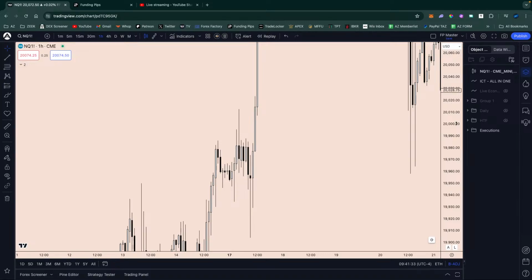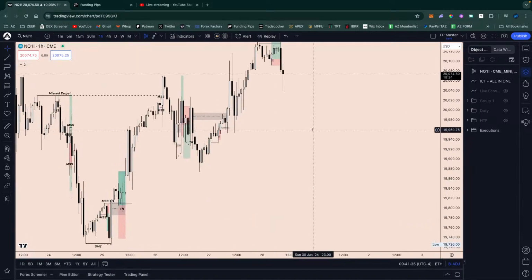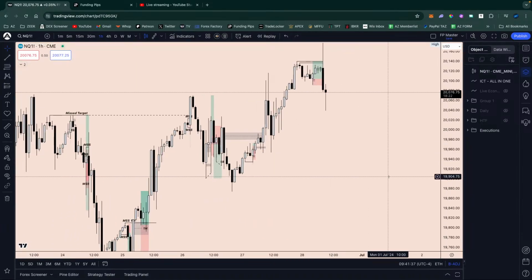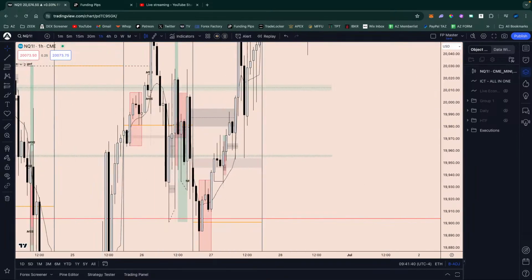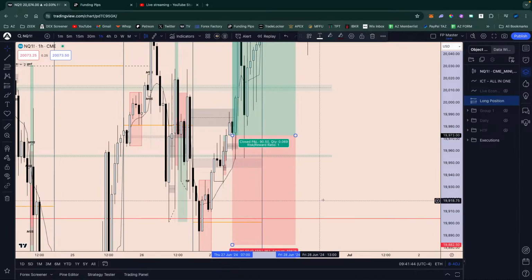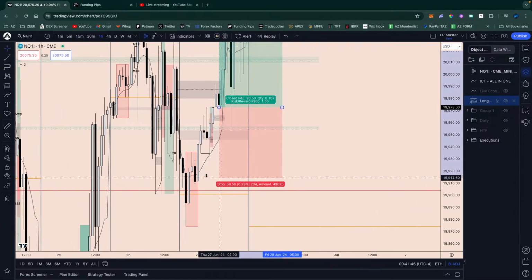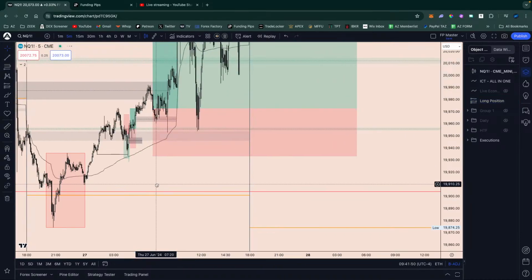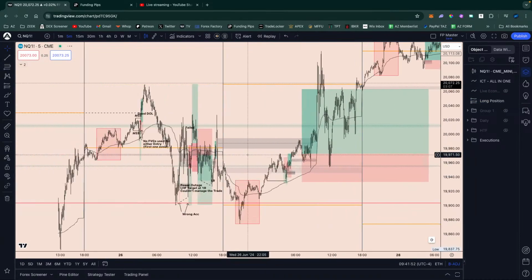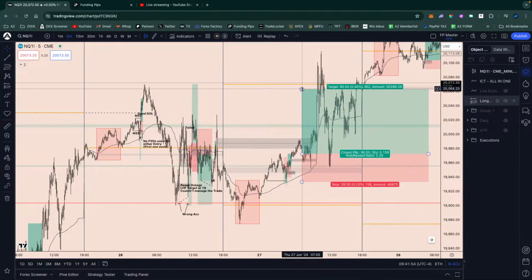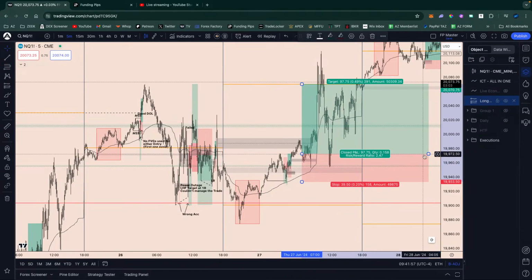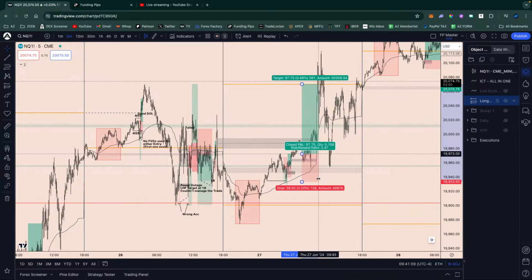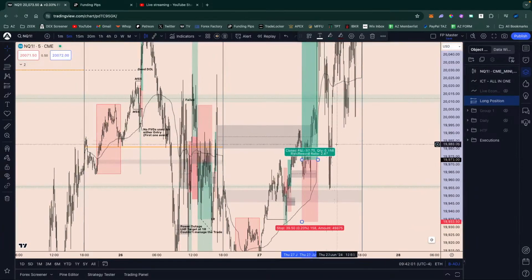Let me go to the hourly and also add the trade from yesterday. With that explosive move right after the opening.